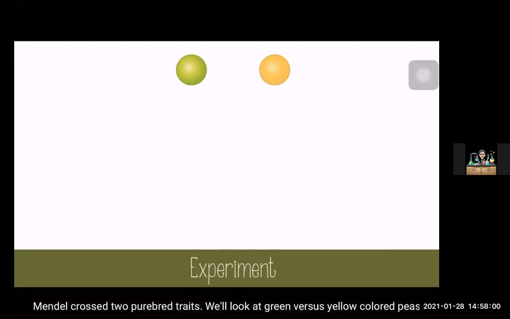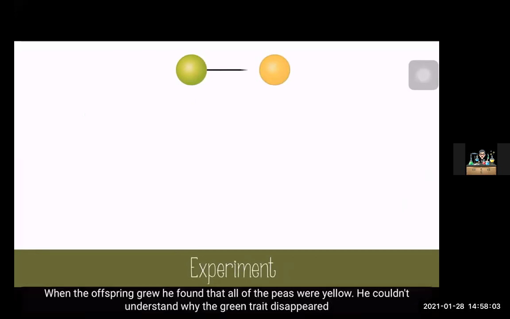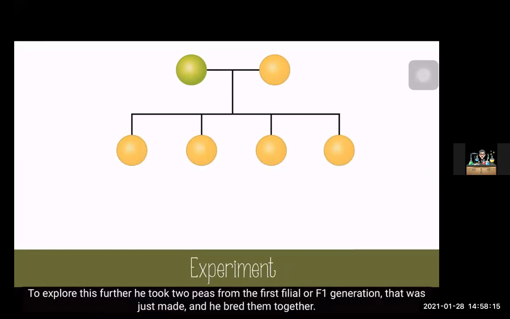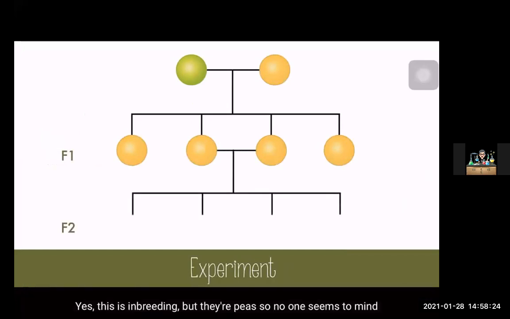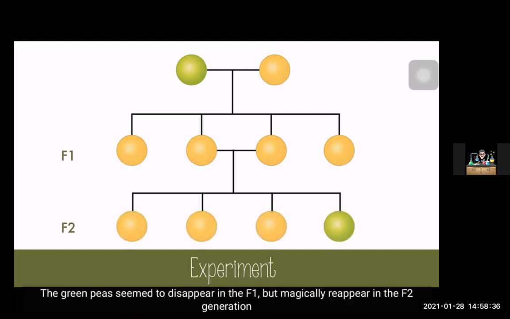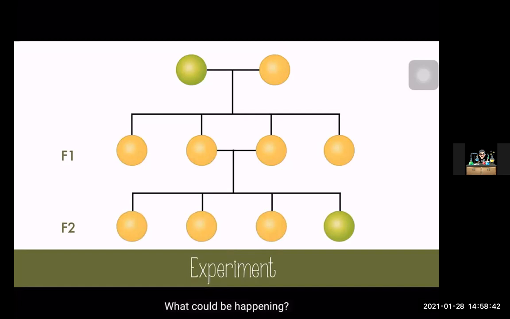Mendel crossed two purebred traits. We'll look at green versus yellow-colored peas. When the offspring grew, he found that all of the peas were yellow. He couldn't understand why the green trait disappeared. Why didn't the peas have a 50-50 chance of being green or yellow? To explore this further, he took two peas from the first filial, or F1 generation that was just made, and he bred them together. Yes, this is inbreeding, but they're peas, so no one seems to mind. When the second filial generation arrived, F2, 75% of the peas were yellow, but 25% were green. The green peas seem to disappear in the F1, but magically reappear in the F2 generation.